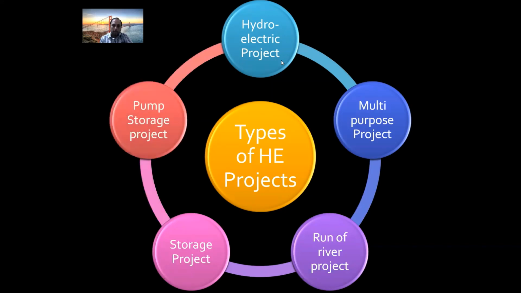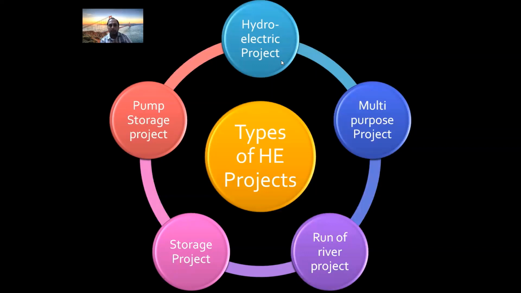Then comes normal operation versus pump storage. Generally, in case of normal operation, we have an upstream reservoir. The water comes from upstream to downstream and generates electricity. But in case of pump storage, a different kind of turbine is used. These turbines are called reversible turbines.